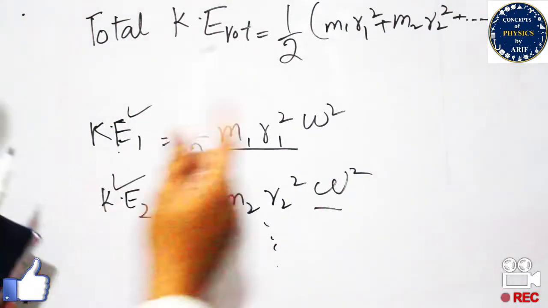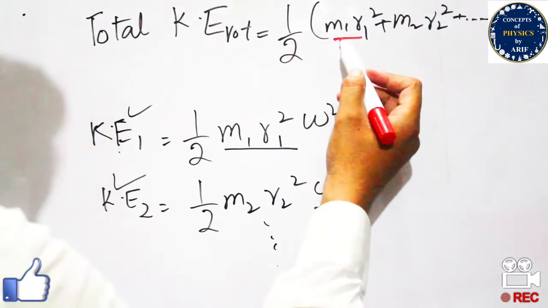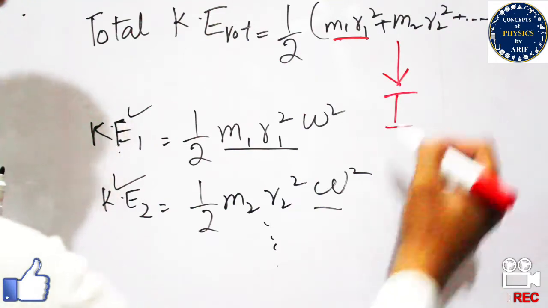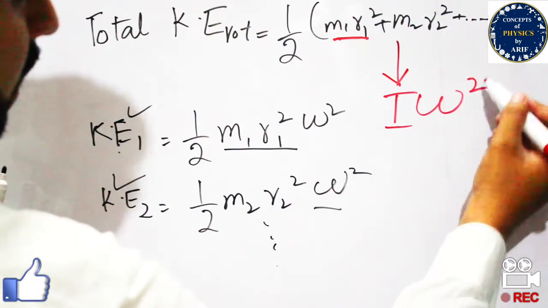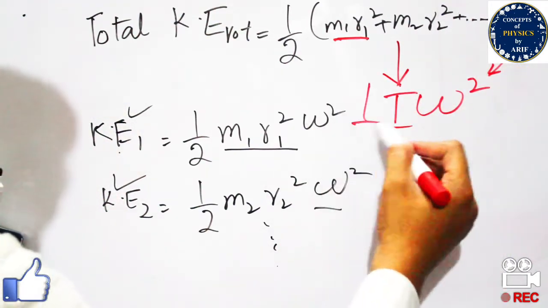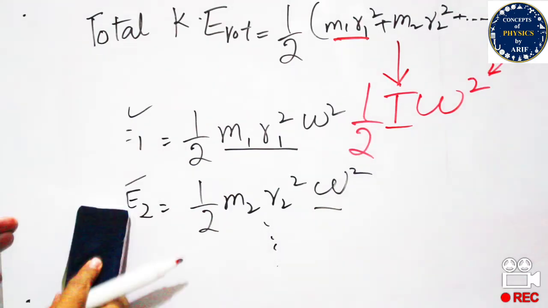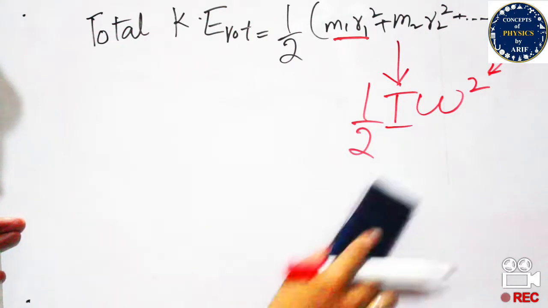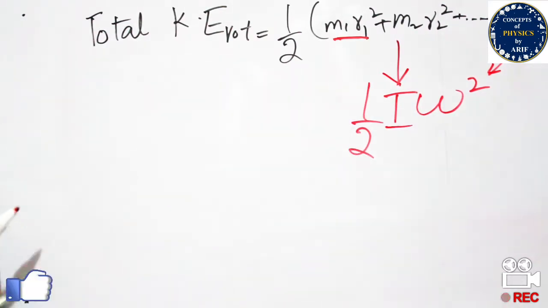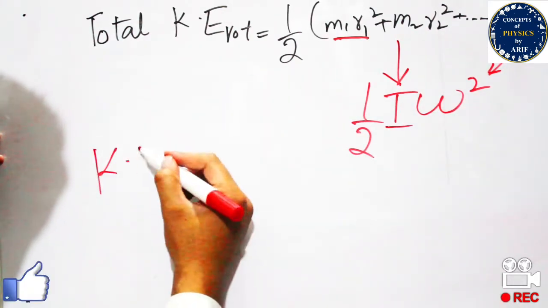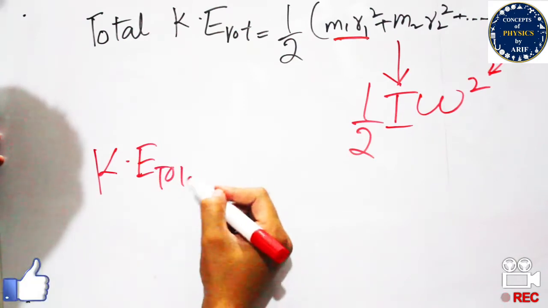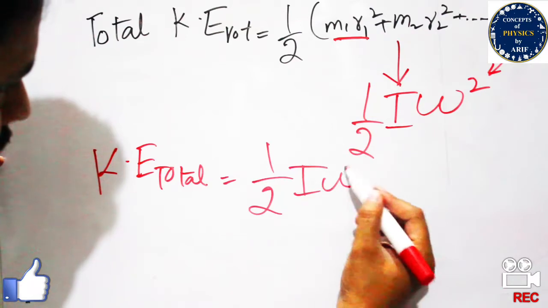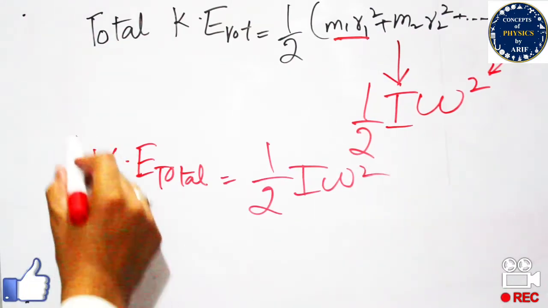So the summation of the moment of inertia for every particle will be known as I, and this is omega square, and this is 1/2. So the final term of rotational kinetic energy for the whole body, or every particle on the disk, is equal to total kinetic energy is equal to 1/2 I into omega square. This is the final term.